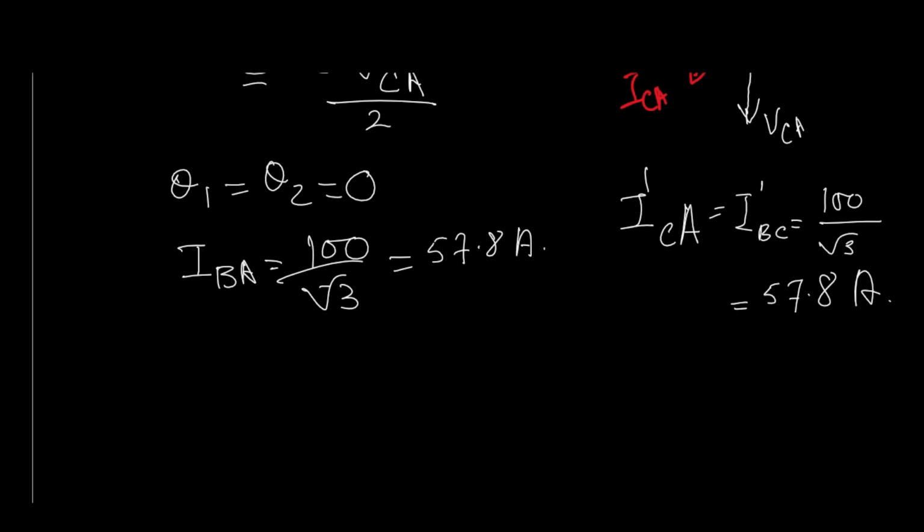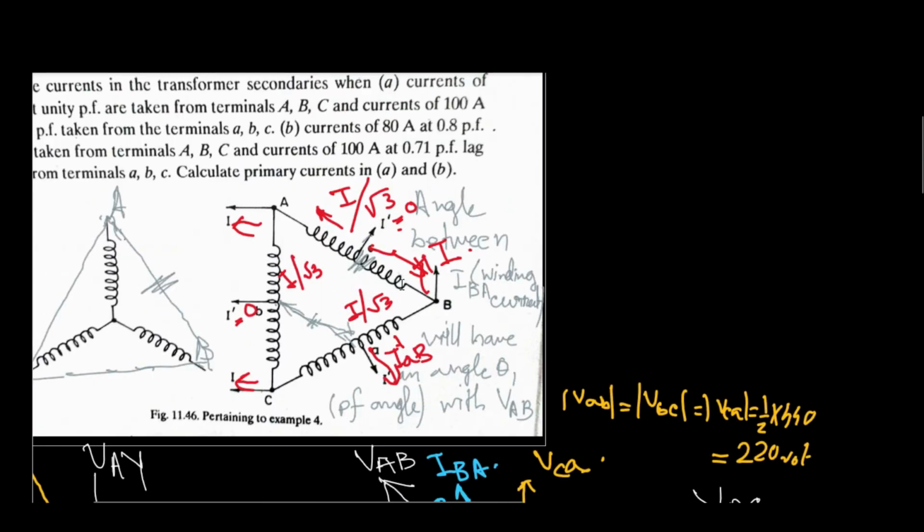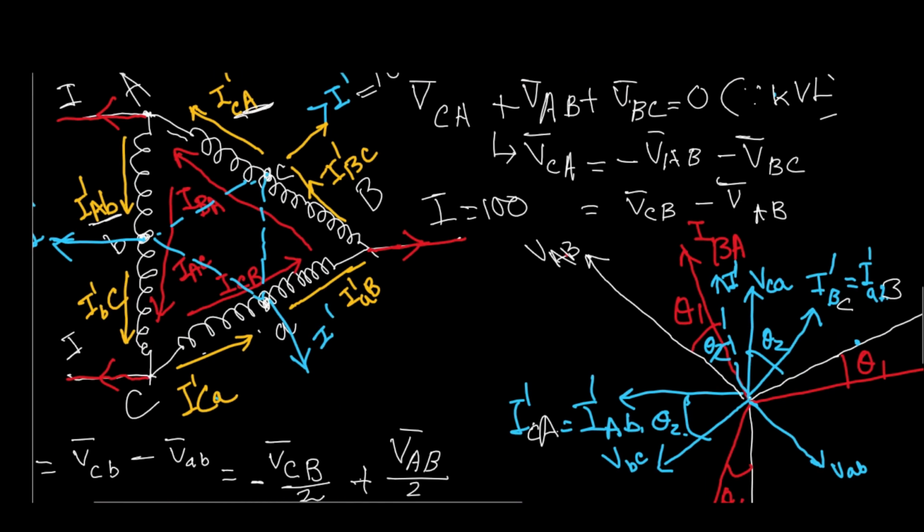Now here what we need to find out is the primary current. While finding out the primary current, I would like to highlight here that we are assuming this is a linear system, so we can apply the concept of superposition here.